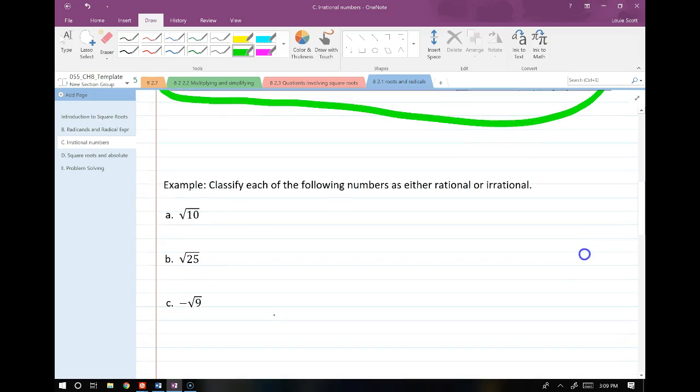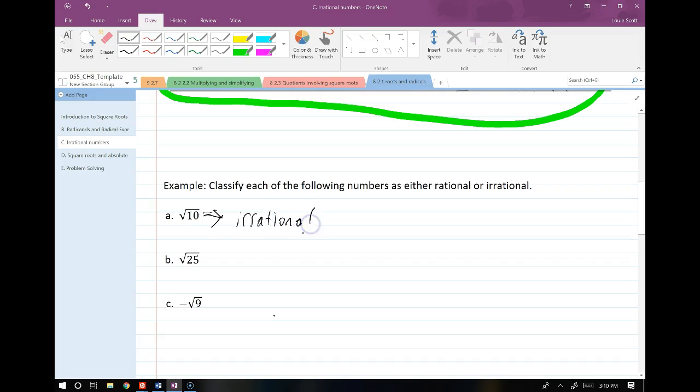Suppose I'm asked to classify each of these numbers as rational or irrational. Let's take a look. So, what about this first one? Square root of 10. Is 10 a perfect square of any number? No. So, like right there, we don't even have to do any more work. We just say irrational, right? Because 10 does not have an even square.